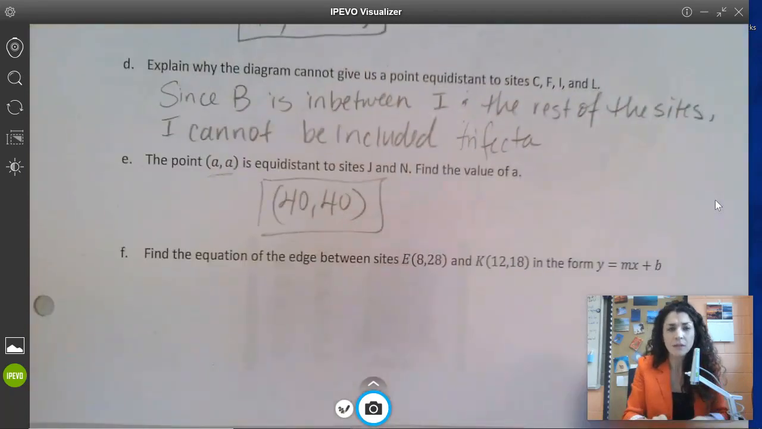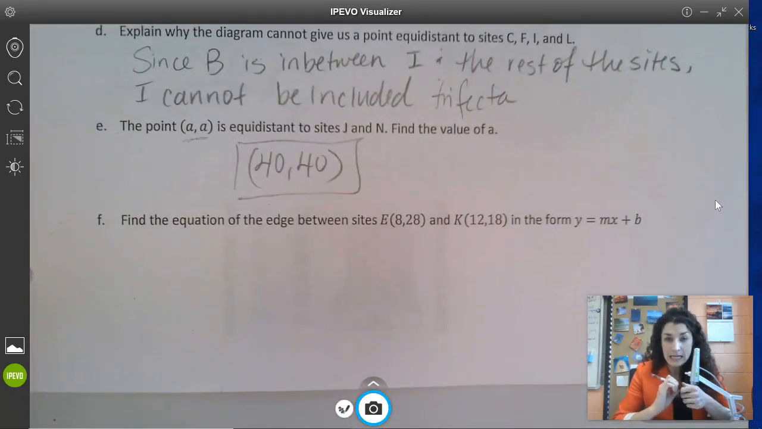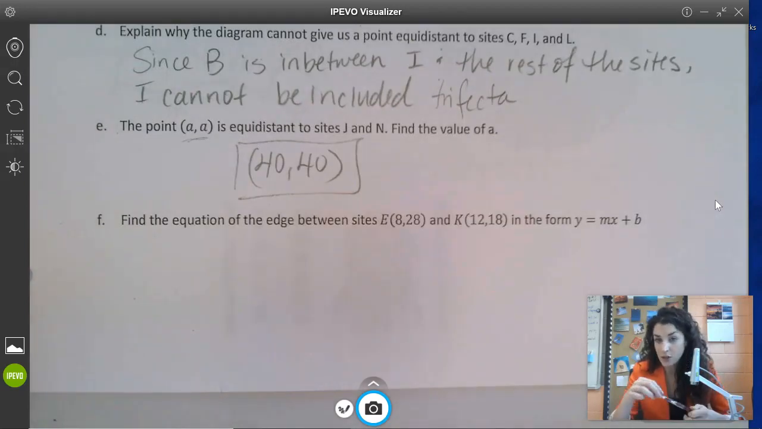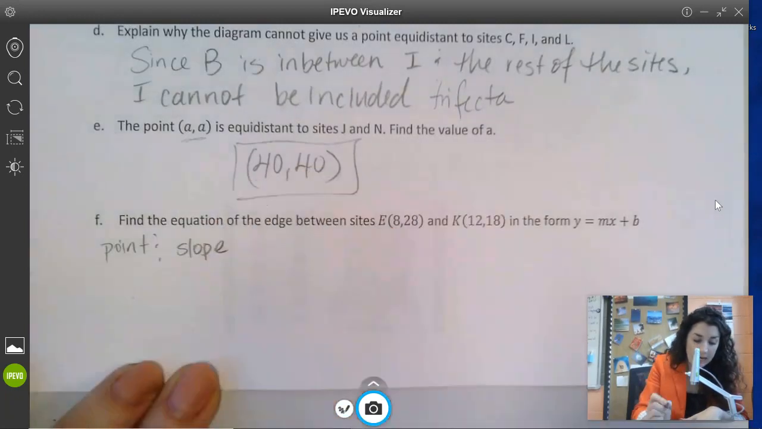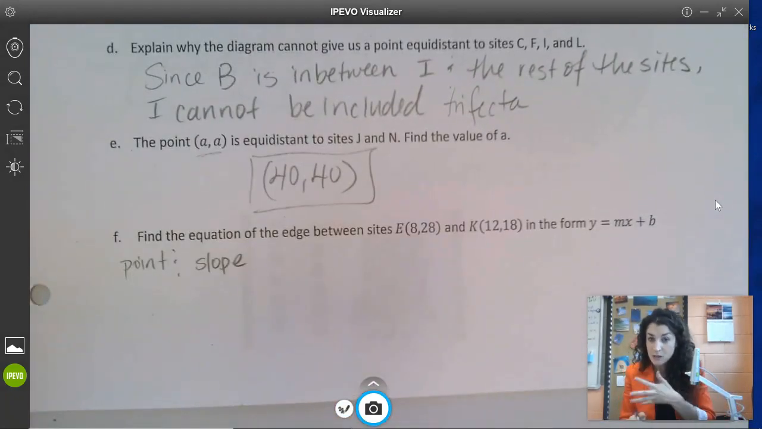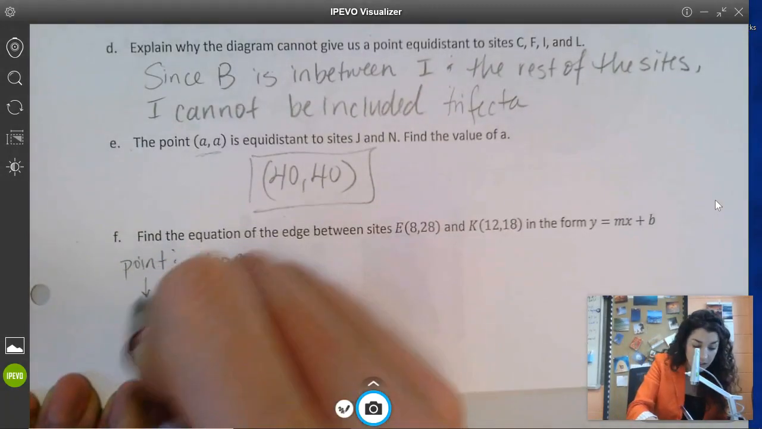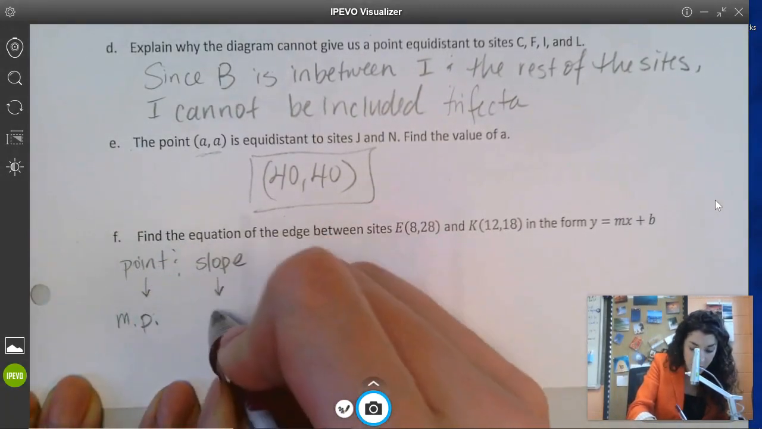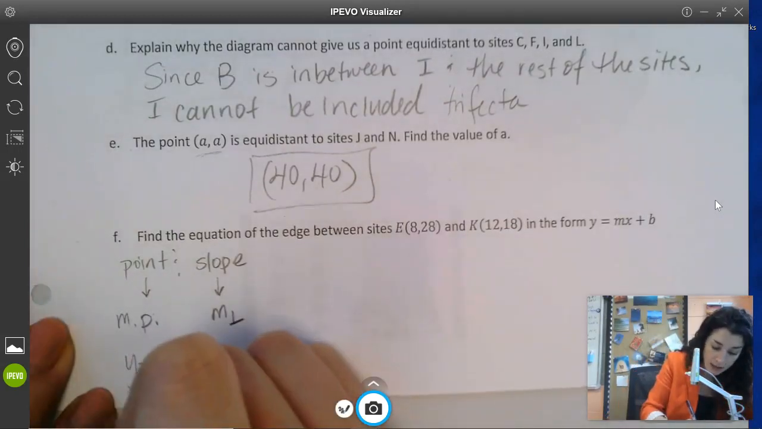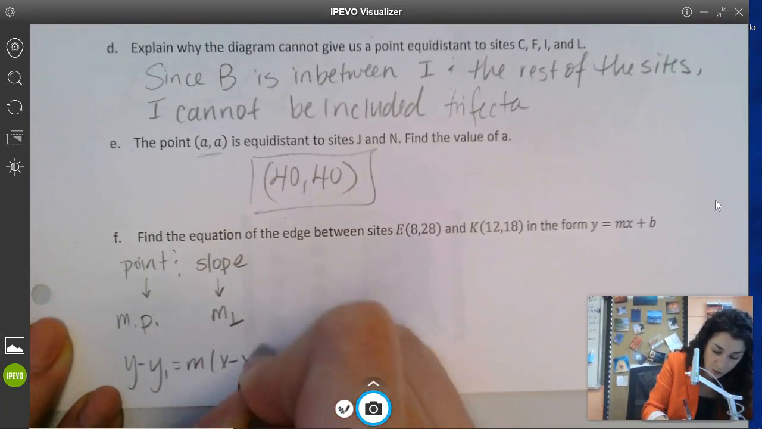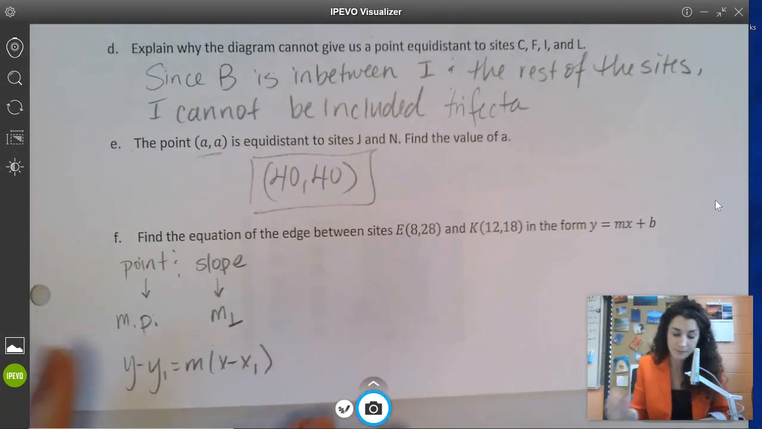Okay. Find the equation of the edge between sides E and K in the form y equals mx plus b. So as we learned in our perpendicular bisector notes, in order to write the equation of a line, we need a point and a slope. And the edges are all perpendicular bisectors. So specifically, the point that we need is the midpoint, and the slope that we need is the perpendicular slope to those 2 points. So we need to grab all of that information and then put it into our y minus y1 equals m times x minus x1, and then we'll have the equation of our line.